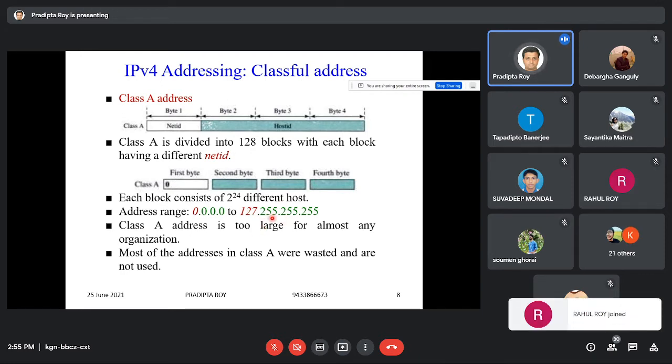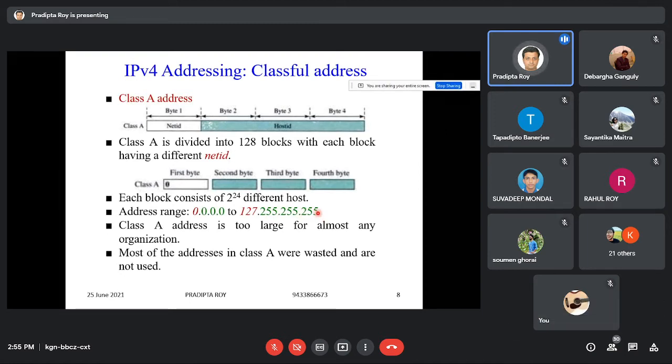127.255.255.255. So the class A address range is from 0.0.0.0 to 127.255.255.255. Okay. Now, within this class A address range, there is a special address that is called the loopback address.